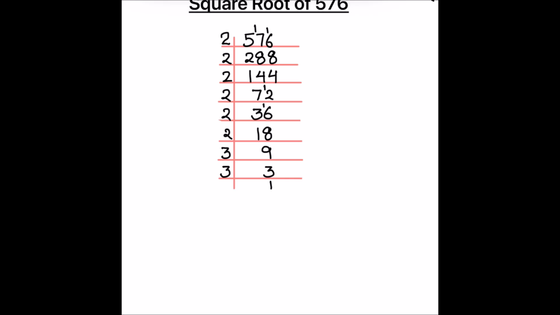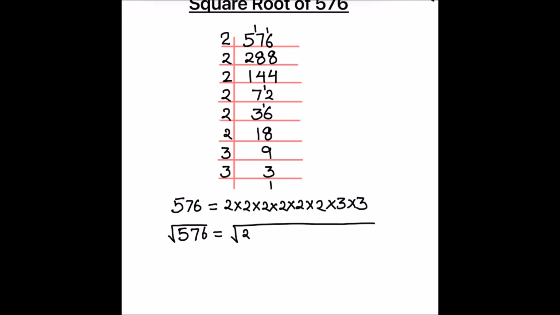Now we are going to write the number as the product of its prime factors. So 576 will be equal to 2 times 2 times 2 times 2 times 2 times 2 times 3 times 3. Now for finding the square root, we are going to take the square root on both the sides. So that's square root of 576 equals square root of all these numbers.